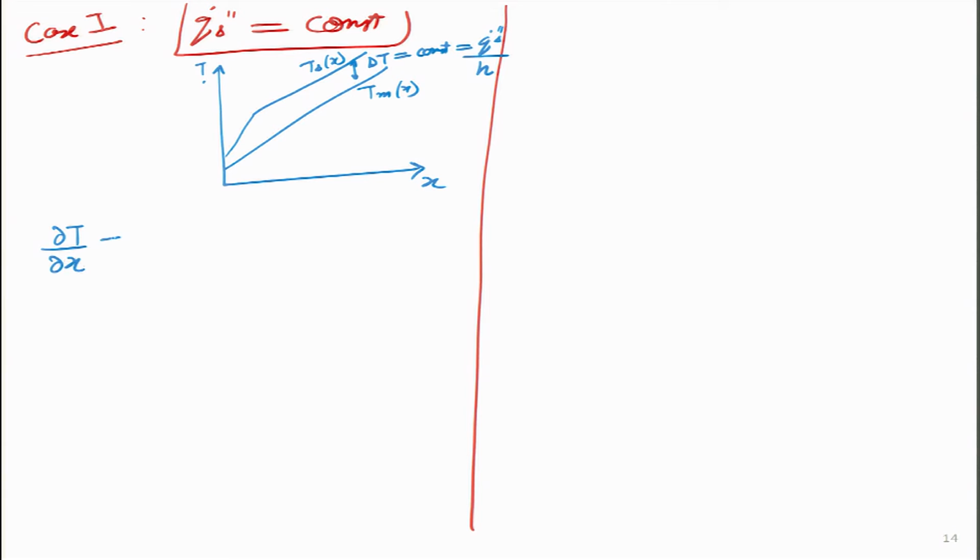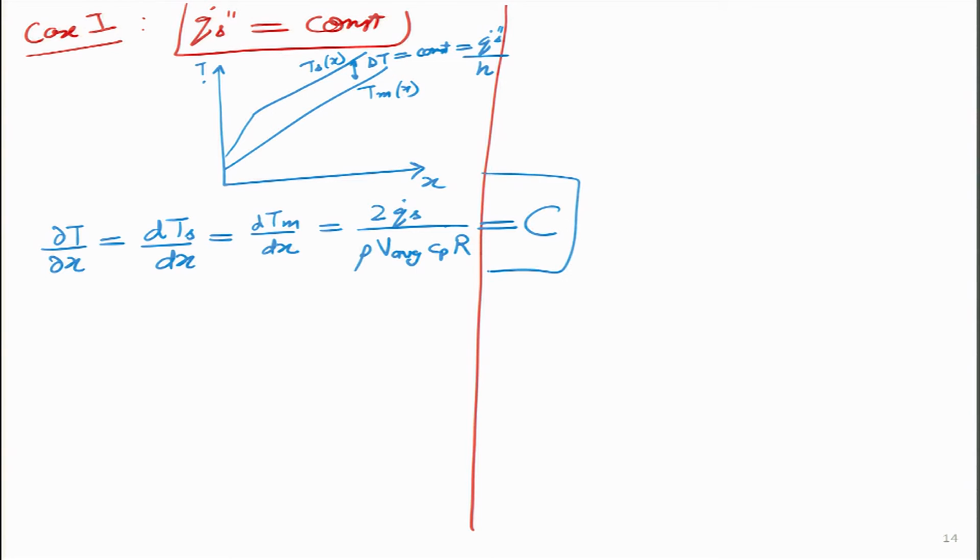We had written del T by del x equals dTs by dx equals dTm by dx is a constant which is known to us, 2 qs divided by rho V average Cp into capital R, and this constant I will call as capital C. And what do all these terms actually tell me? First term, second term, third term. This is simply the slope of this line and the slope of this line. What does this red equality tell me? This thing is equal to this thing. It is just telling me this slope is equal to this slope.